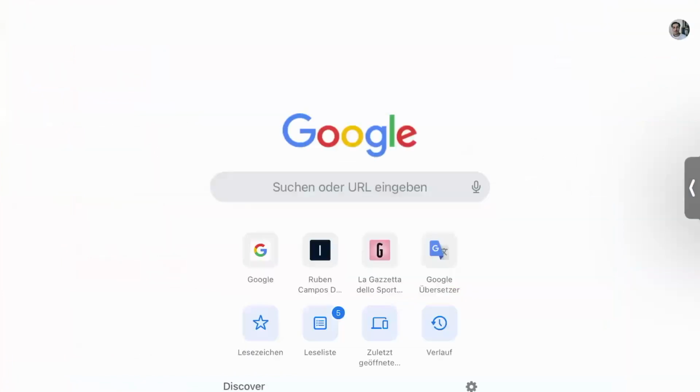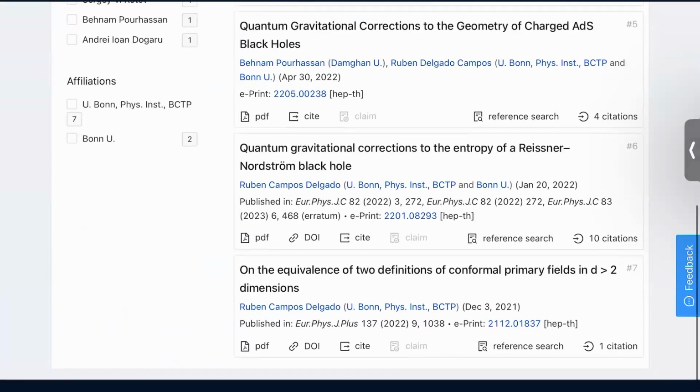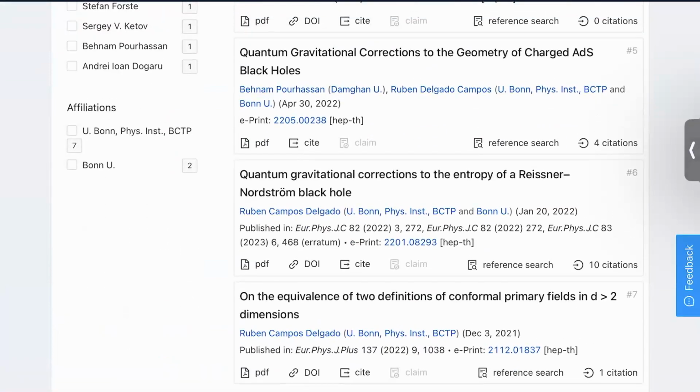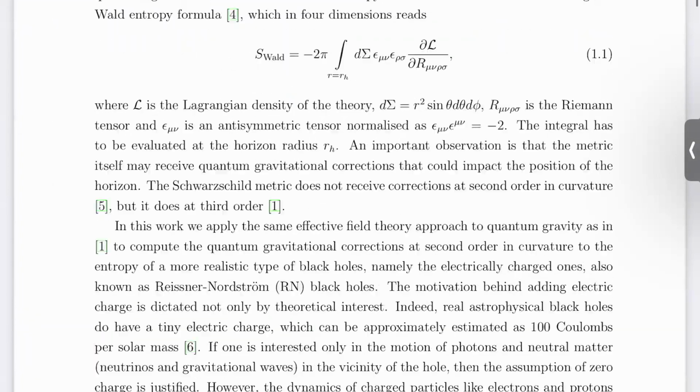So I just go to my profile. Let's pick up this one. Okay, so in this publication of mine, I computed the quantum gravitational corrections to the entropy of a charged black hole.